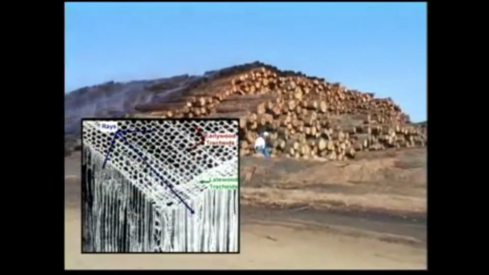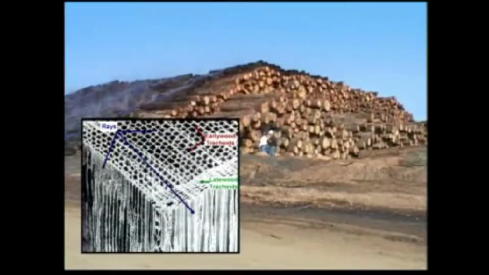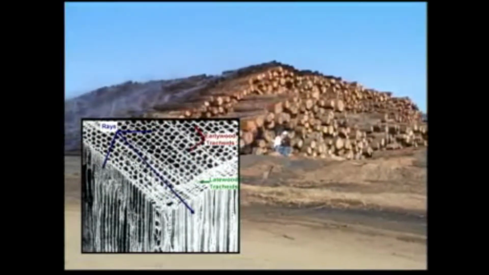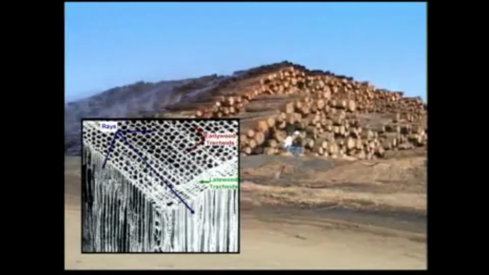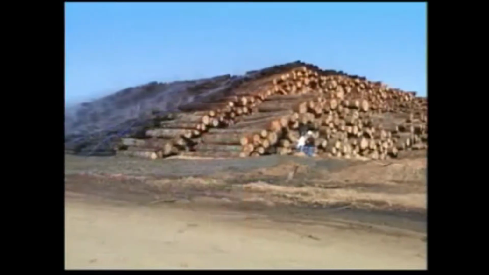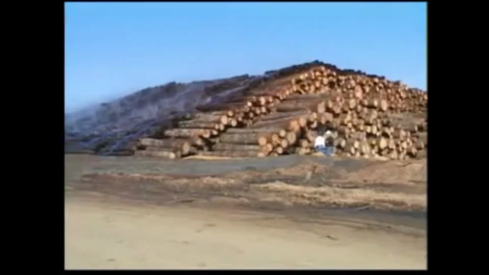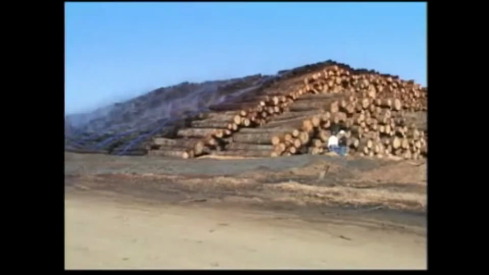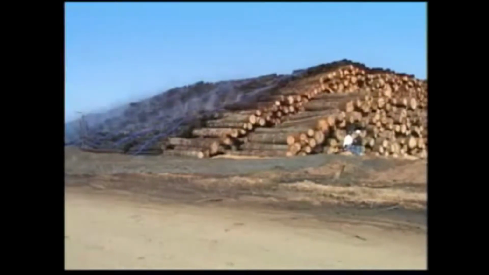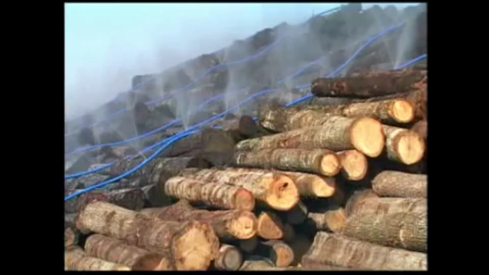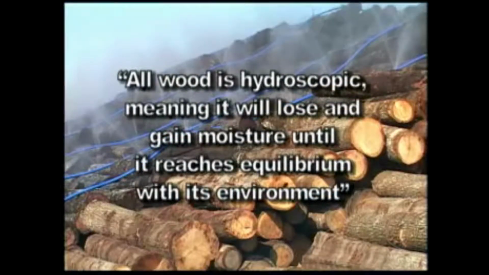Wood cells are long tubular strands arranged in a honeycomb pattern. They collapse with loss of moisture but will not change significantly in length. The tubular-shaped cell strands give wood its linear strength. Wood will primarily expand and contract across the width of a board, not in length. All wood is hygroscopic, meaning it will lose and gain moisture until it reaches equilibrium with its environment.